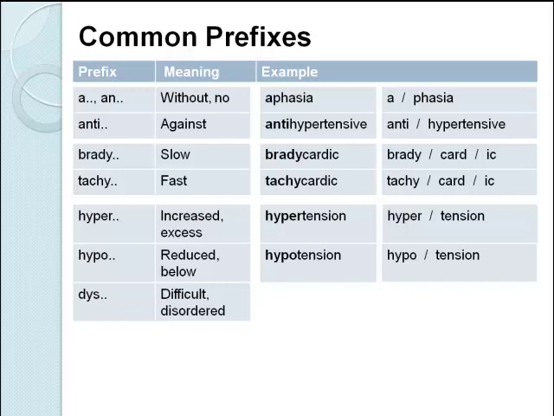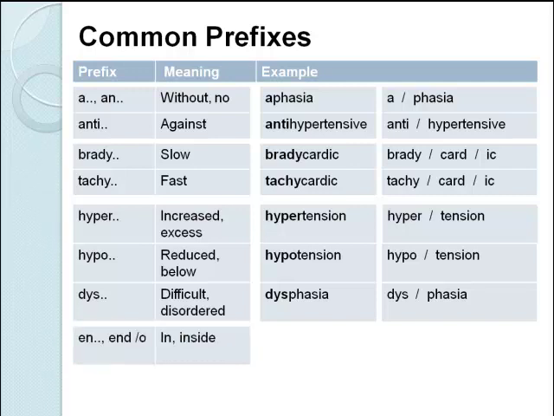Dys means difficult or disordered. Our word example, dysphasia. We had phasia earlier, it means speaking. So let's break it down. Dys, break, phasia. So it would mean difficulty speaking. Again, associated with people who may have had a stroke, but many other reasons for dysphasia as well.